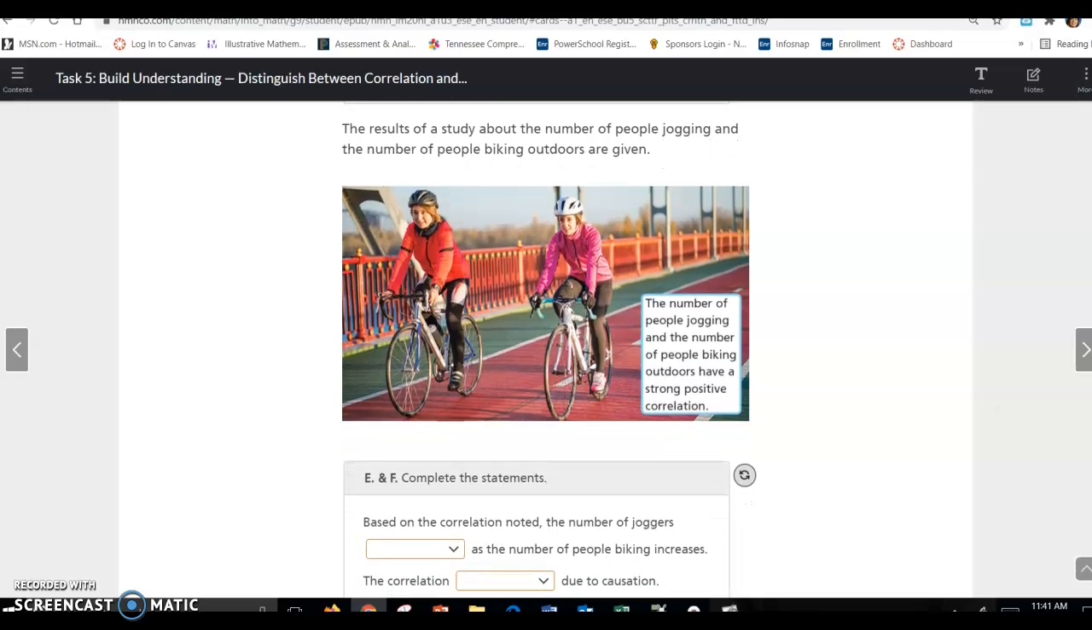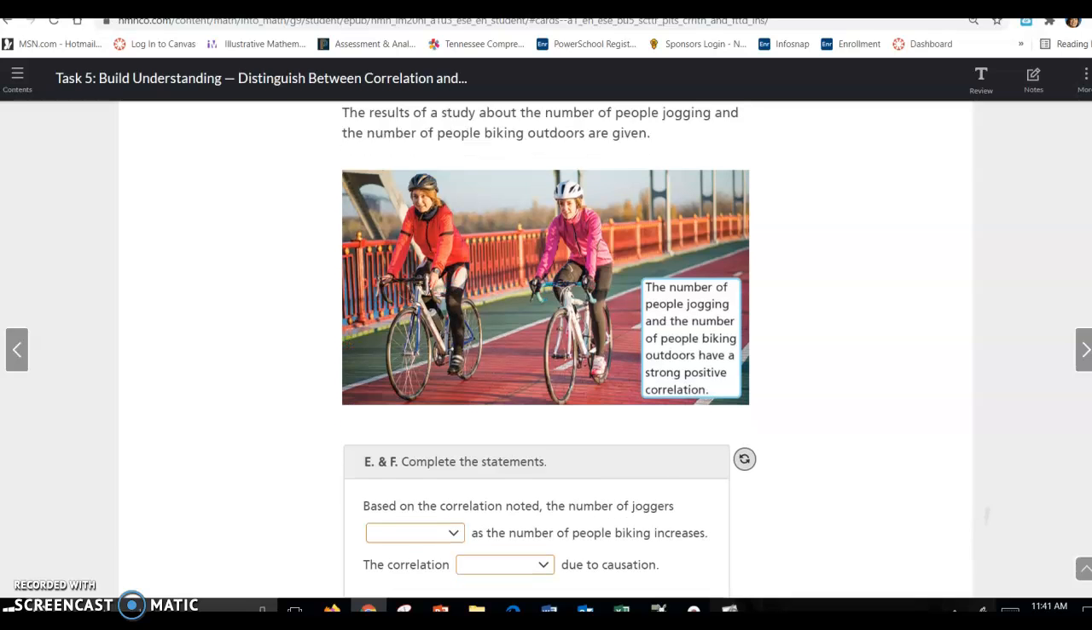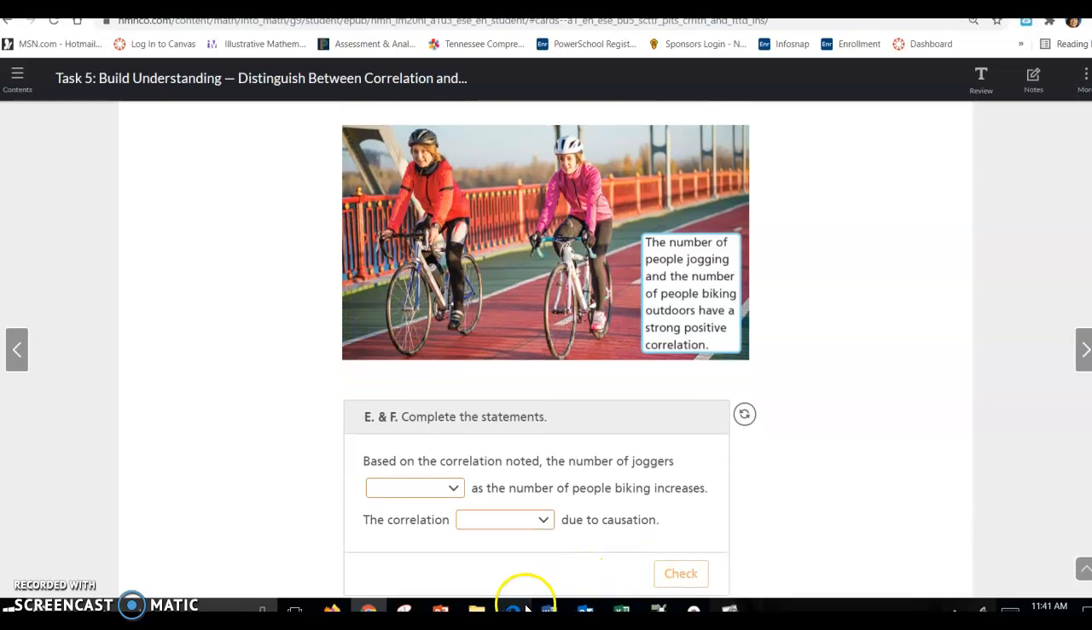All right, it says the results of a study about the number of people jogging and the number of people biking outdoors are given. The number of people jogging and the number of people biking outdoors have a strong positive correlation. It says, based on the correlation noted, the number of joggers increase as the number of bikers increase. The correlation is not due to causation. So just because people are biking does not mean people are running.